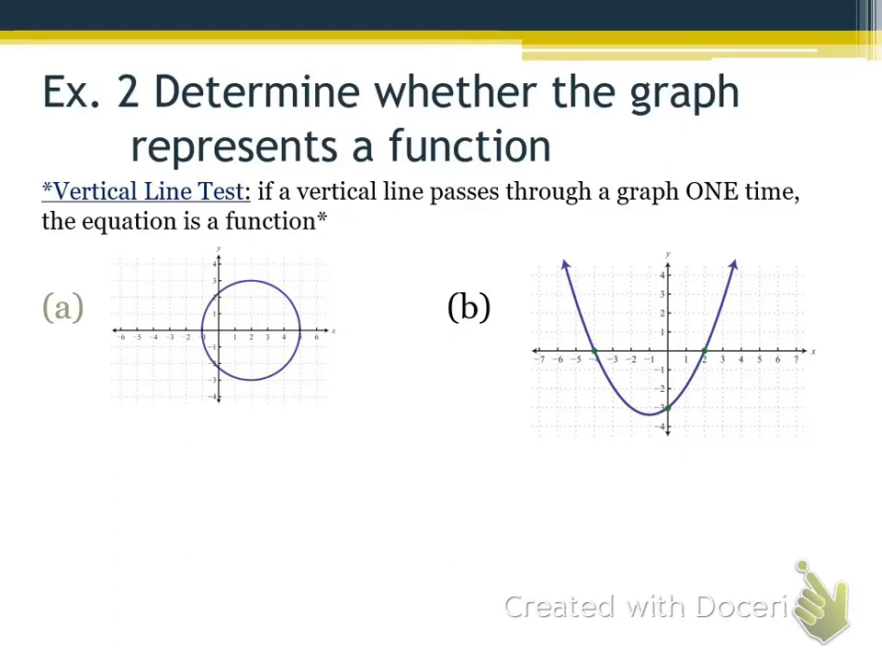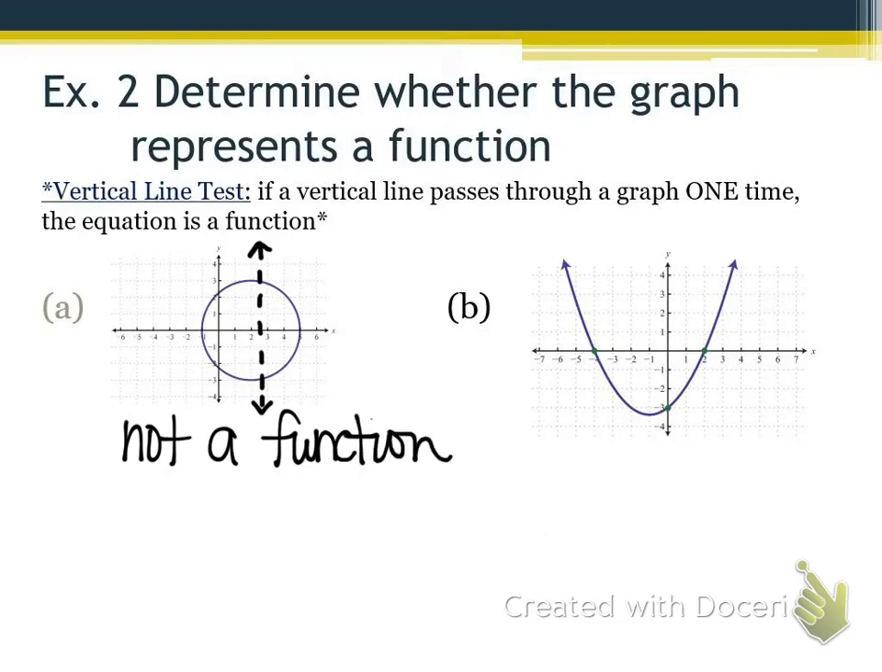So we're going to do a vertical line test. You can do it anywhere on the circle that you want. I'm going to start right here and I'm just going to work my way down. Now we're looking to see how many times that vertical line touches my graph. How many times does that vertical line go through that graph? Twice. So is it a function? No, because if a vertical line passes through a graph one time, it's a function. This is not a function because this vertical line passes through that circle twice. So not a function on letter A.